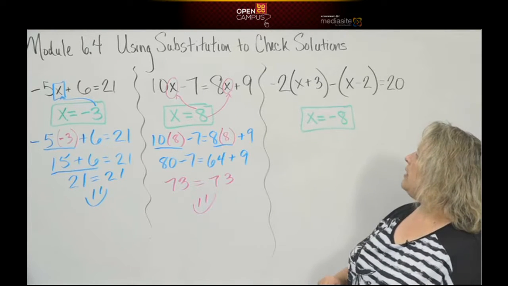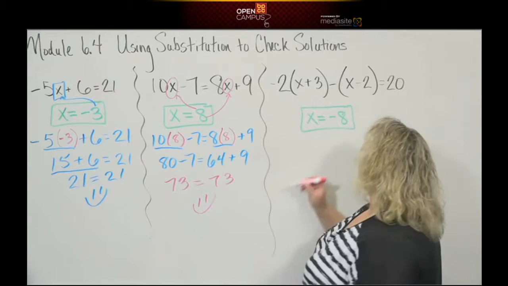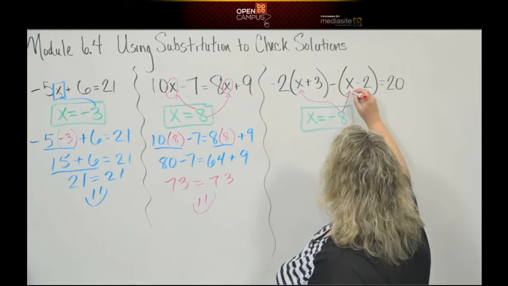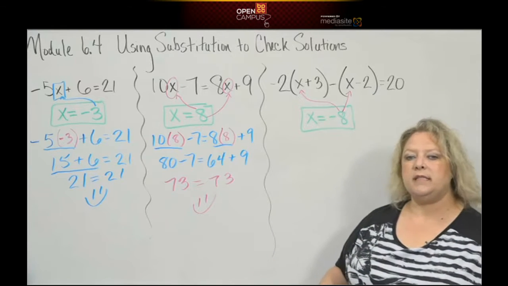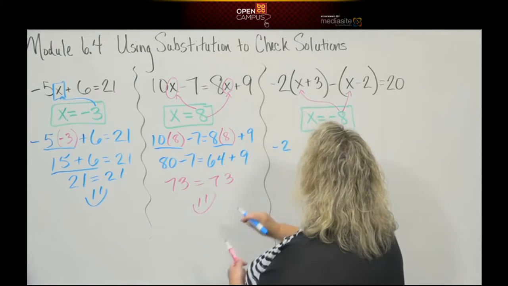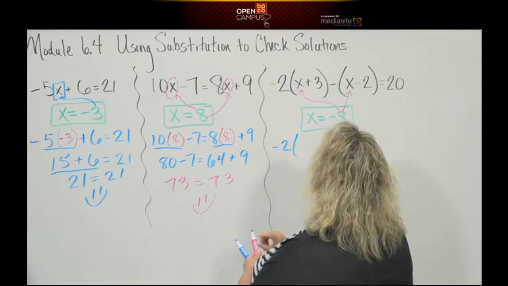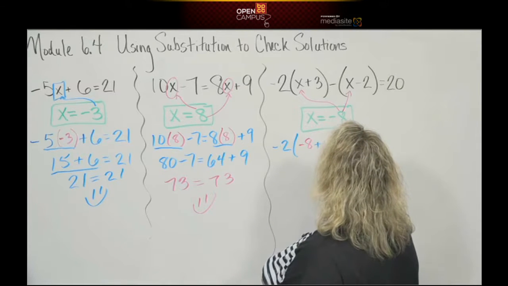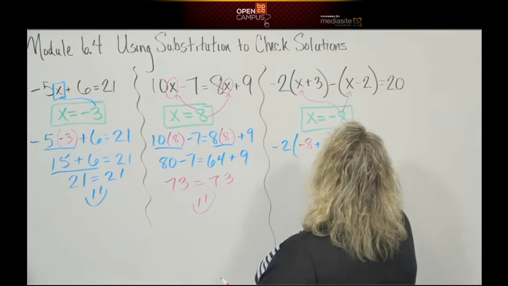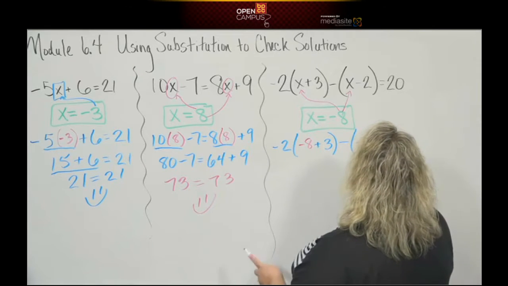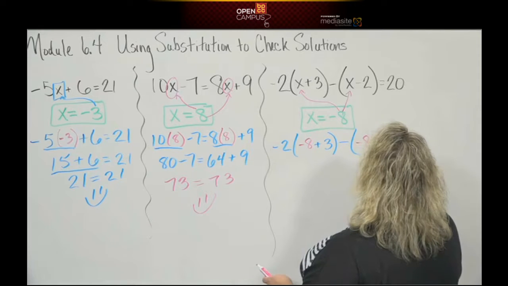All right, now let's try the last one again. You're going to take the answer that you got, -8, and we're going to substitute it in place of every x that we see there. So we have -2, draw our parentheses. We have -8 plus 3 minus -8 minus 2 equals 20.